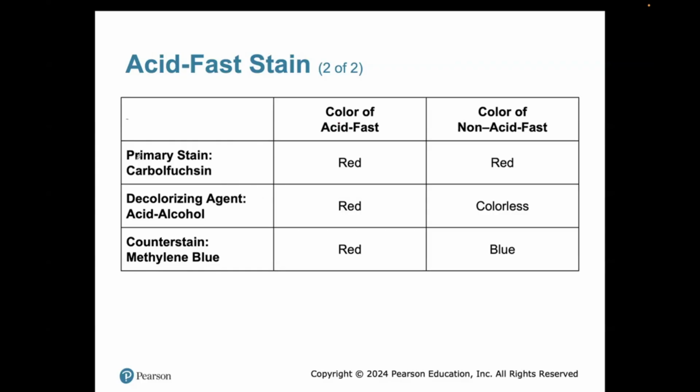If we have this specimen, we're going to add the primary stain, which is carbofuchsin. Carbofuchsin is red when you look at it. Then we're going to add the decolorizing agent, acid alcohol, as well. And then we're going to add the methylene blue. With this acid-fast protocol, I'm not going to make you know the timing on it, but I will tell you the timing on it.